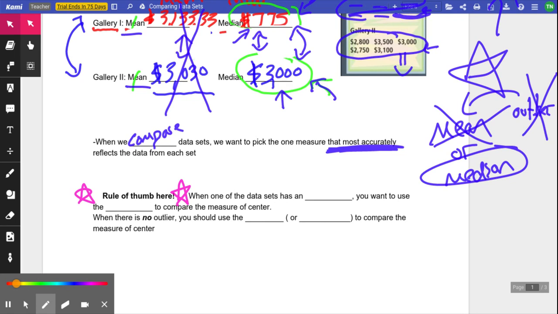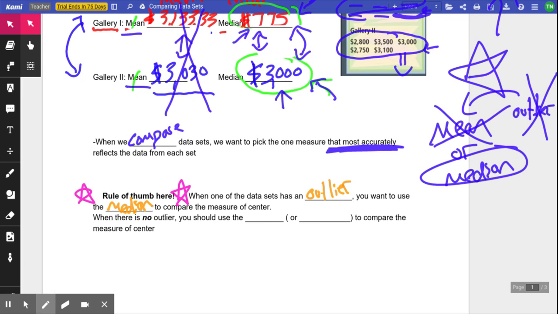We're going to say that when one of the data sets has an outlier, you want to use the median to compare the measure of center, okay? Say that sentence with me. When one of the data sets does have an outlier, you want to use the median to compare your measure.